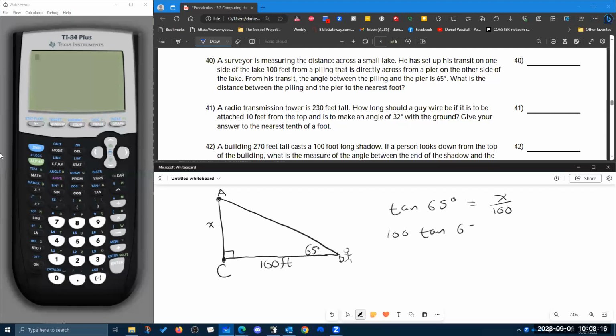I'm still in degree mode from my previous examples, so I'm going to type in 100 tangent of 65, and we want to round to the nearest foot. This is approximately 214 feet.